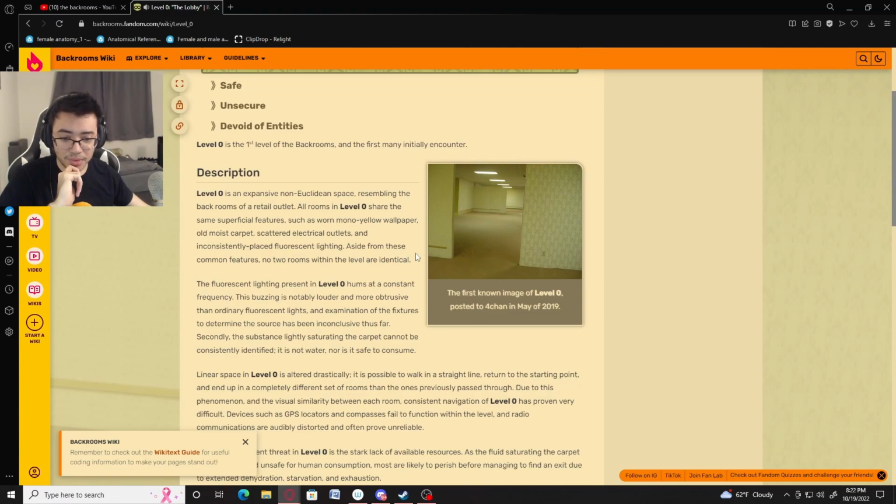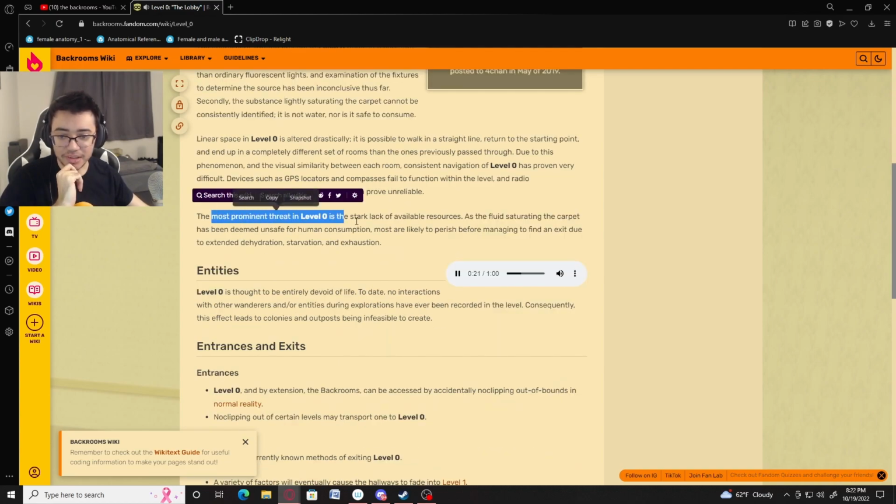So this is confirmed to be level zero. I thought this was level one. Posted to 4chan, May 2019. The most prominent threat to level zero is the stark lack of available resources, as the fluid saturating the carpet has been deemed unsafe for human consumption. Most are likely to perish before managing to find an exit due to extended dehydration, starvation, and exhaustion.